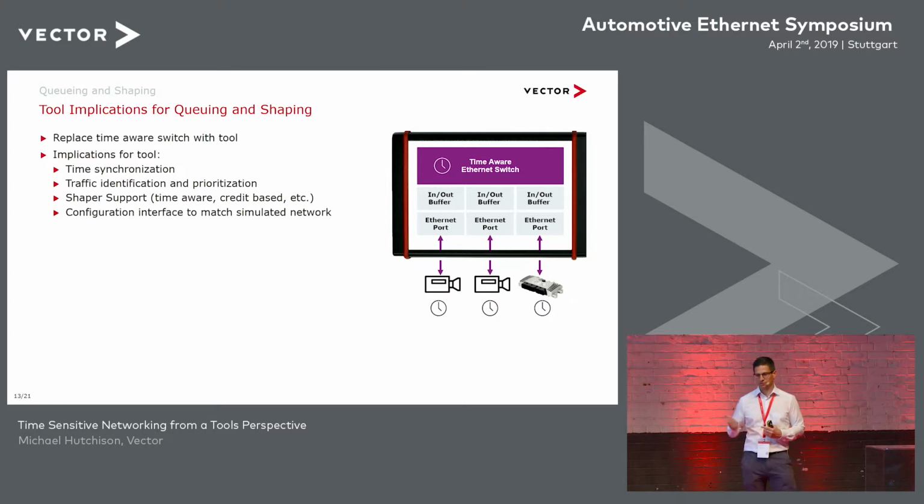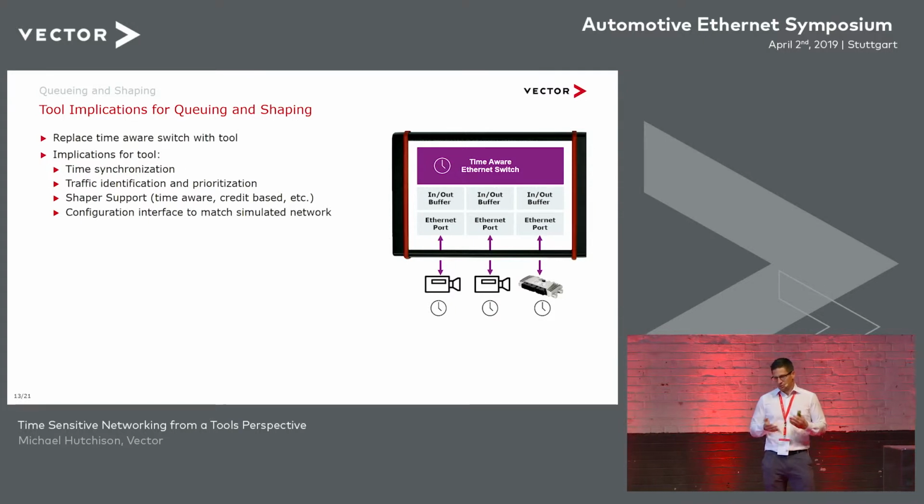And then the switch also needs to implement some sort of queuing or shaping mechanism. Now that could be as simple, as I said, as VLAN queuing, or time-aware shaping, or credit-based shaping, and it just depends on what's going on. And then the other challenge that we face with the tool is, well, how do we configure it? How does the customer configure that and make it match the simulated network without being overly complex?